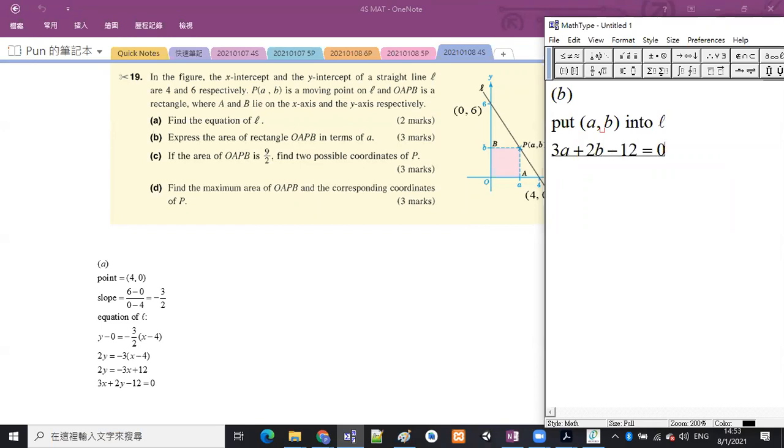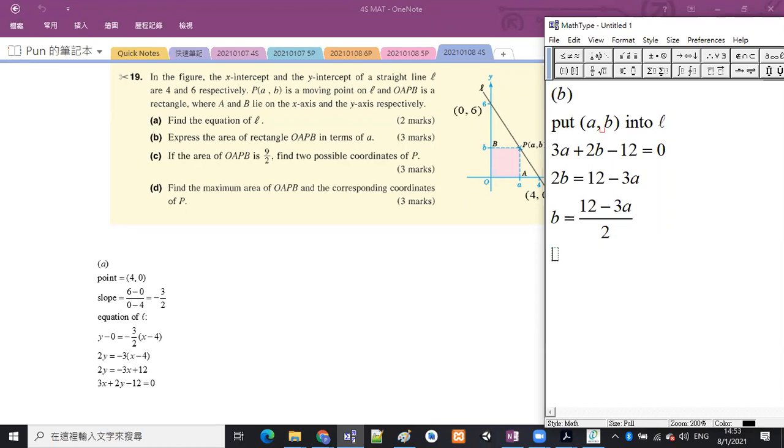Can you get this? And this is a relationship between small letter A and small letter B. But now, I just want to keep the A in our answer. I would like to eliminate the B. So I'm going to make B the subject of this equation in terms of A. So that should be like this. 2B is equal to 12 minus 3A. Okay, and then B is 12 minus 3A over 2. Okay, can you get this?